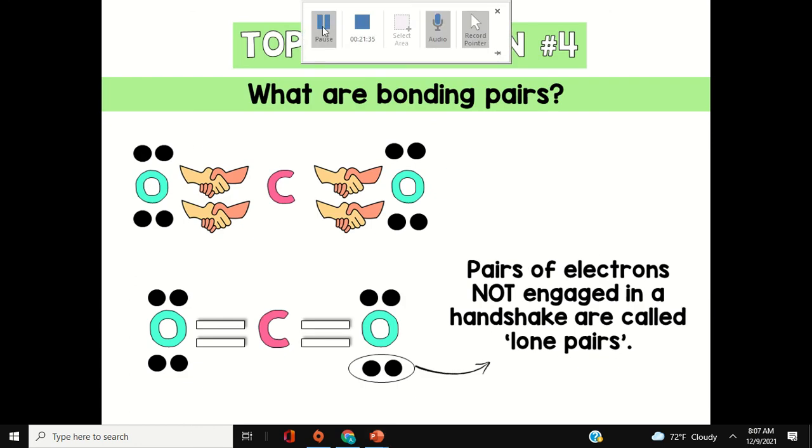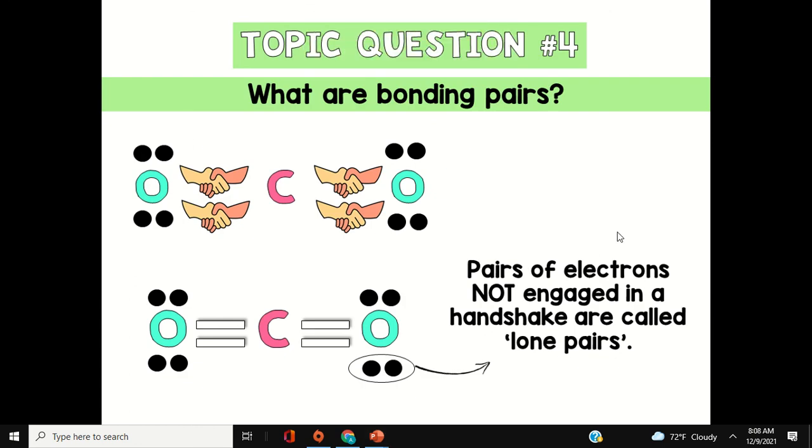All right, so you will have some bonding pairs that will not engage. So if you look at carbon dioxide, not all of the electrons in oxygen are bonding with carbon. Some of them are just strictly on oxygen. Those pairs are called lone pairs.